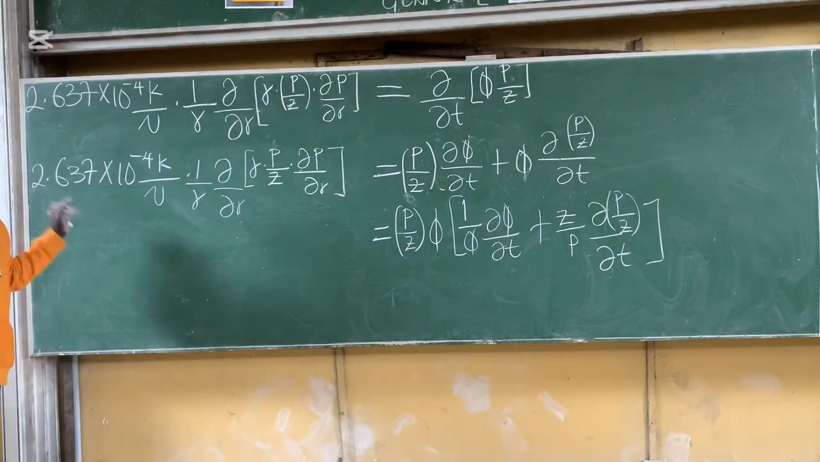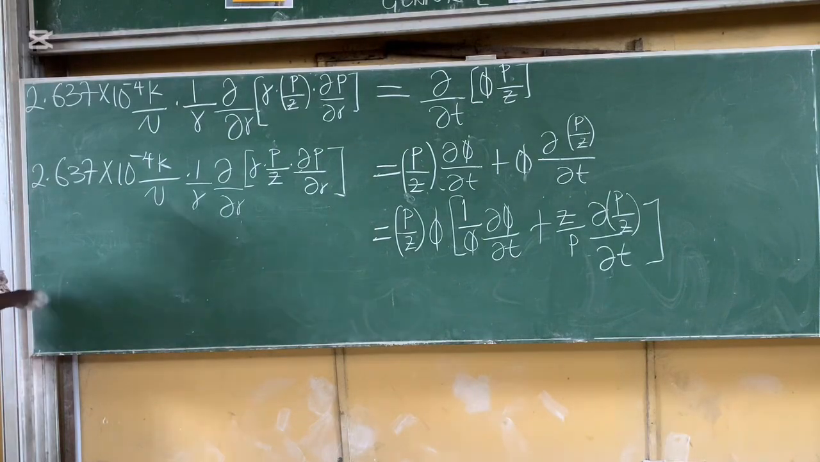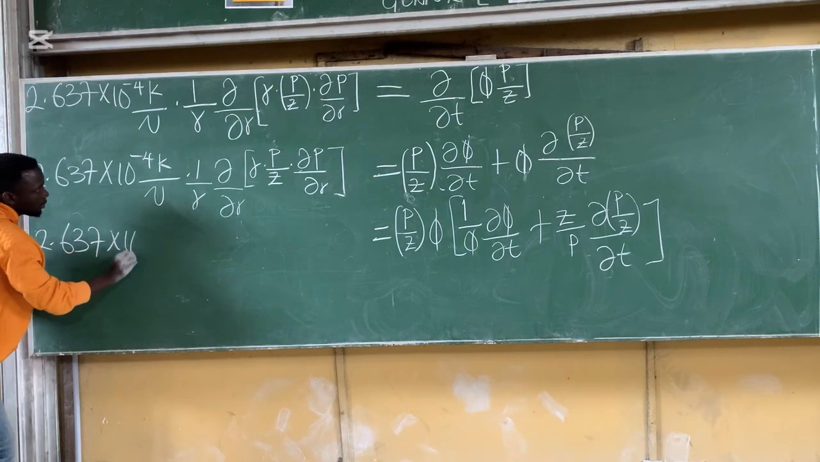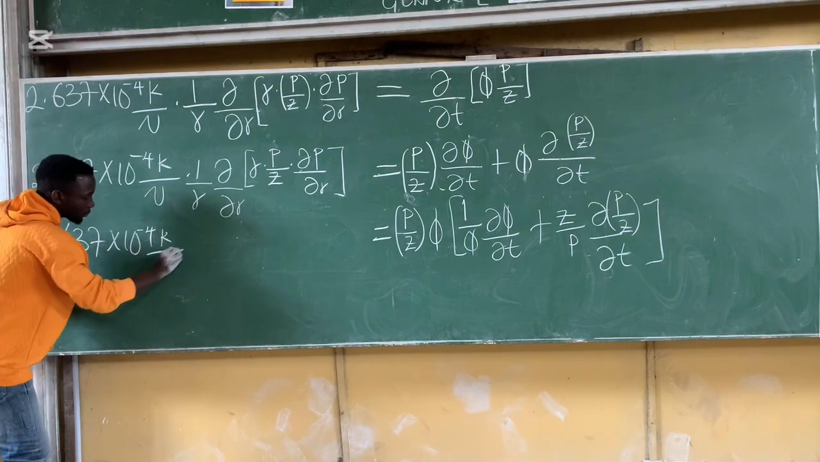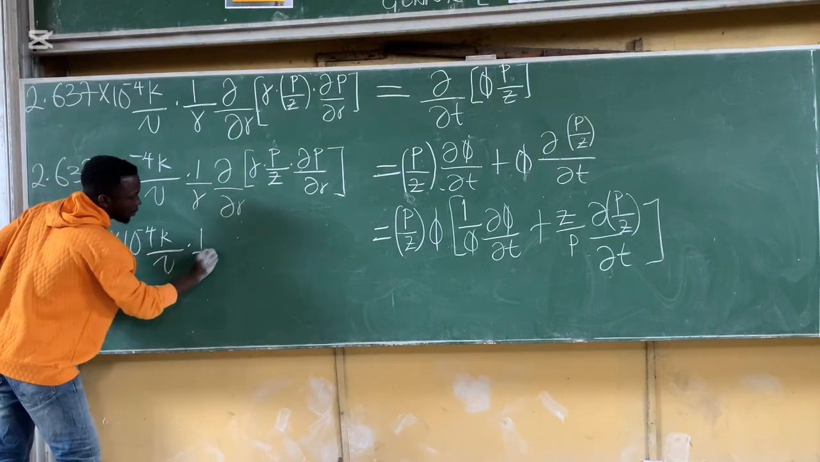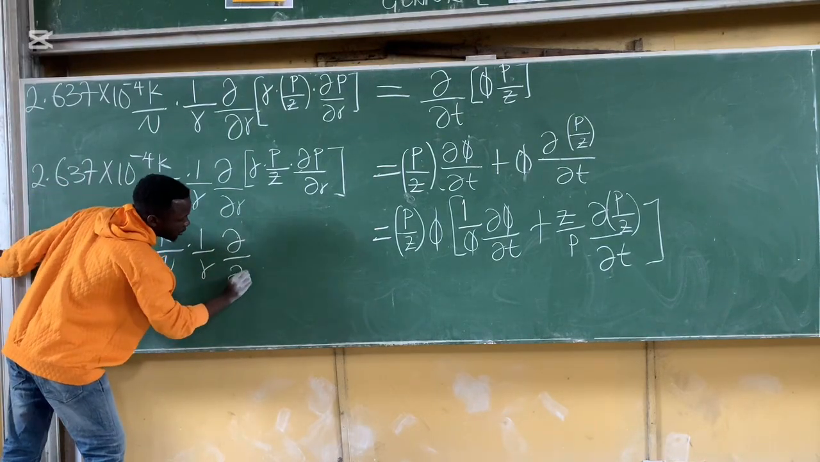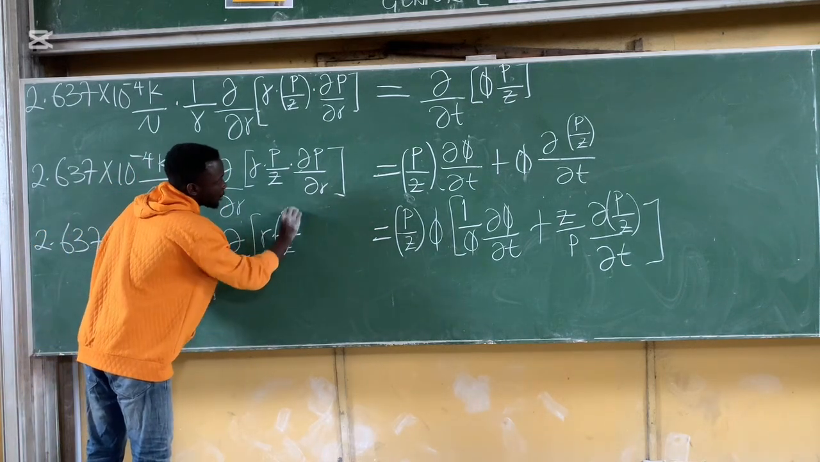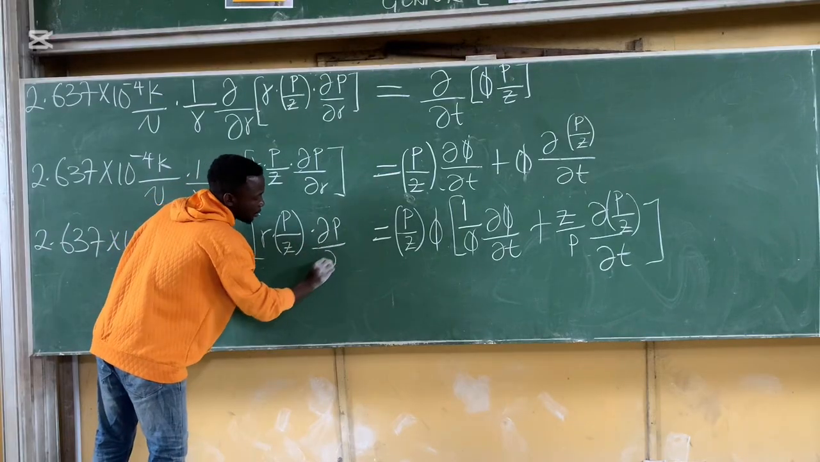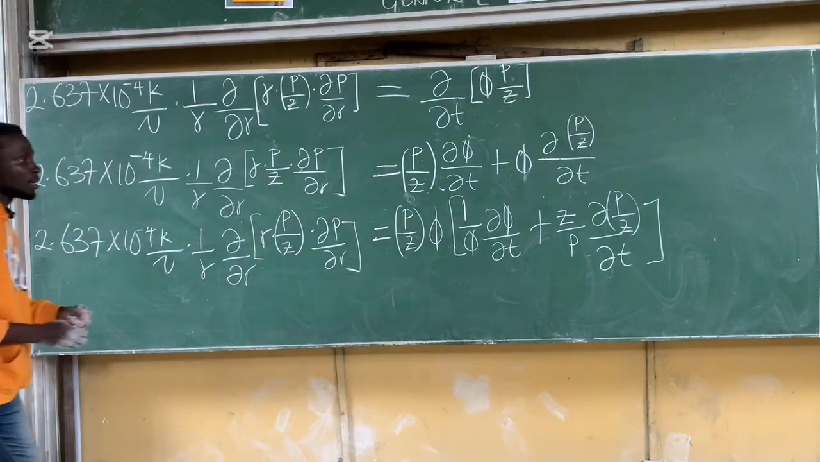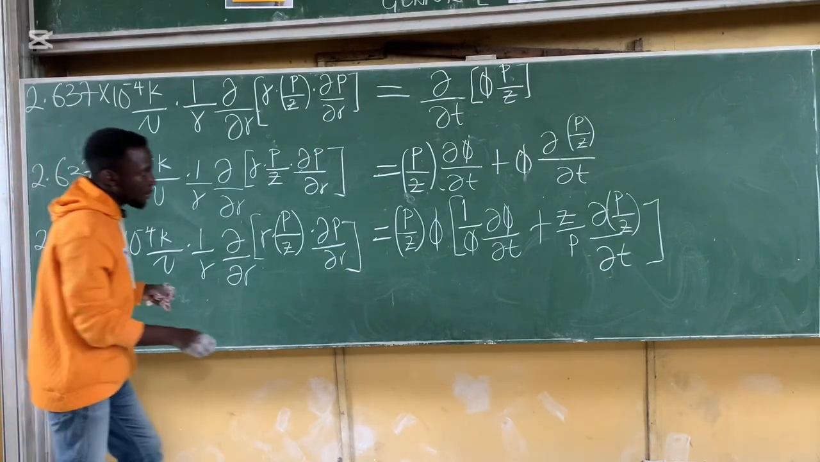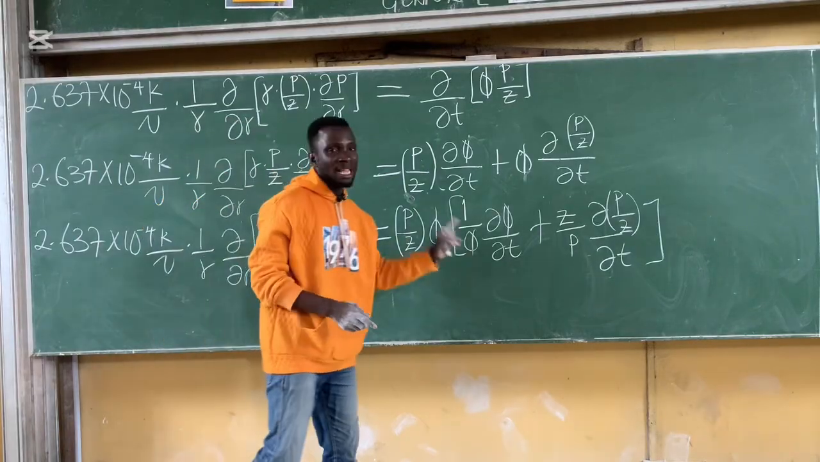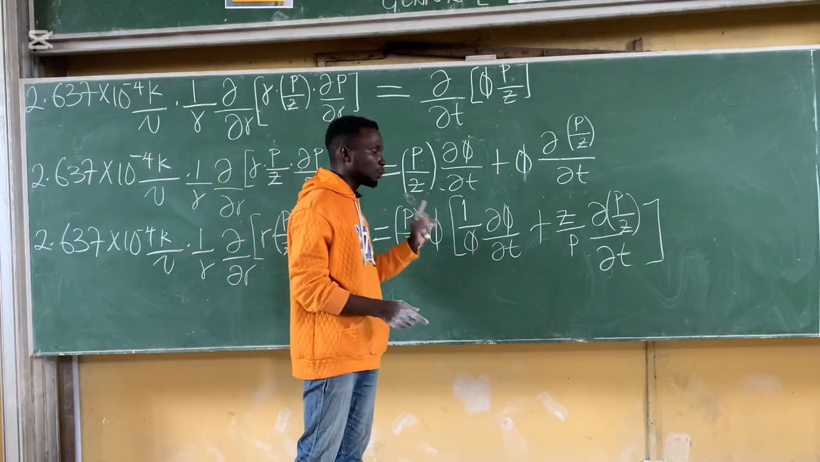Then remember I said that the left hand side remains the same. So here we are going to have 2.637 times 10 raised to the power of minus 4 k all over mu dot 1 all over arrow d the arrow of arrow dot p all over z dot dp the arrow. So we are going to have this. Since we have this, the next step now is to apply chain rule to the right hand side.